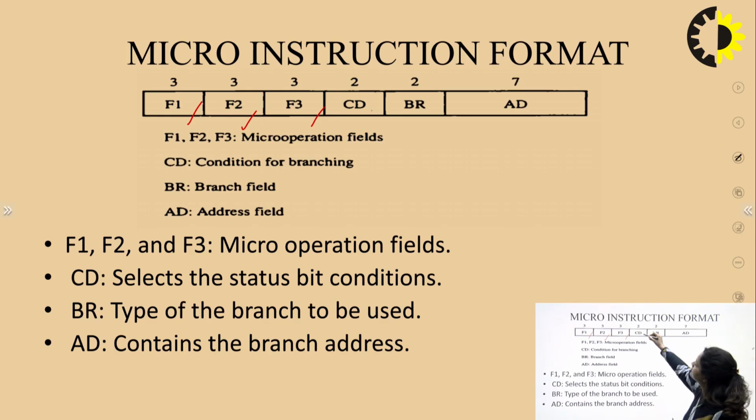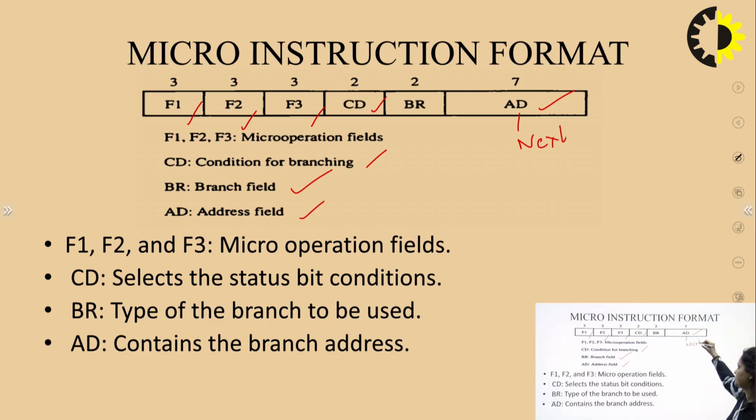Then we have CD, which checks whether a conditional branch exists in that microinstruction or not. Then we have a branch field, again showing whether a branch is present in the instruction or not. And then we have the address field. Now what is the role of this 7-bit address field? That is the address of the next microinstruction.